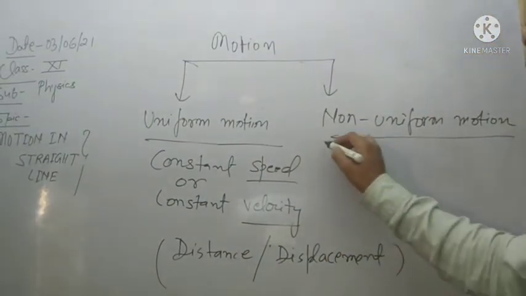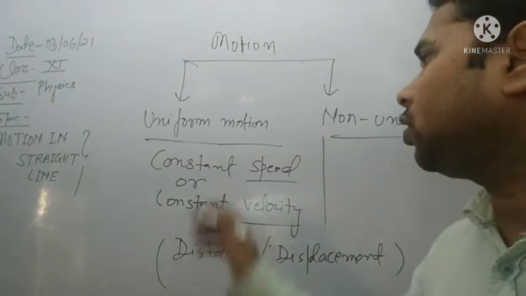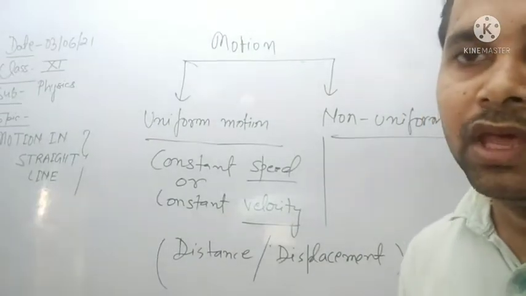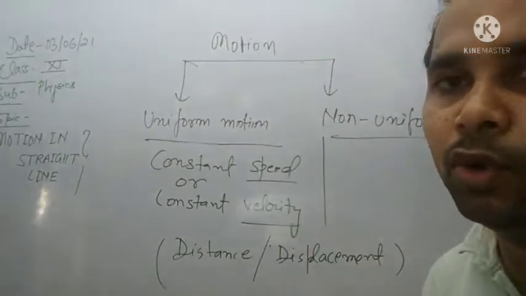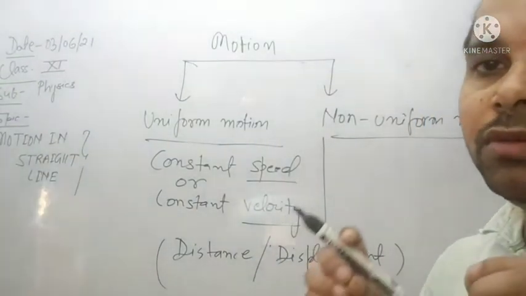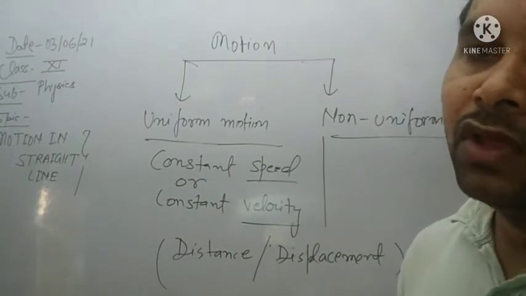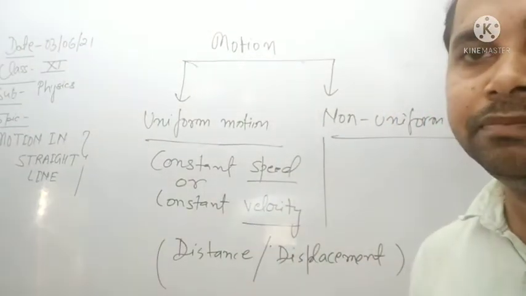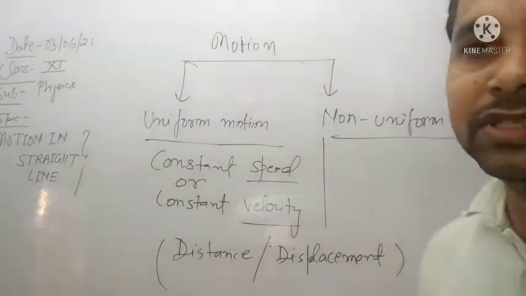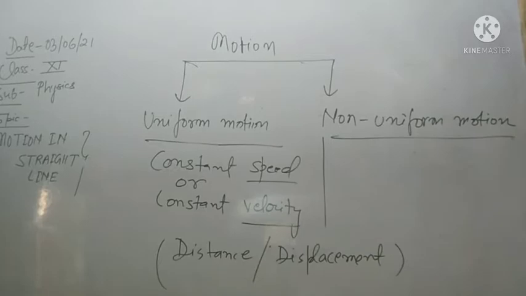Okay, so this is about uniform motion. I told you, uniform motion means constant speed or constant velocity. And you know that speed and velocity both will be same when the body travels on the straight path. For straight line motion, distance and displacement both will be same, and also speed and velocity both will be same. All this you have studied in class 9.